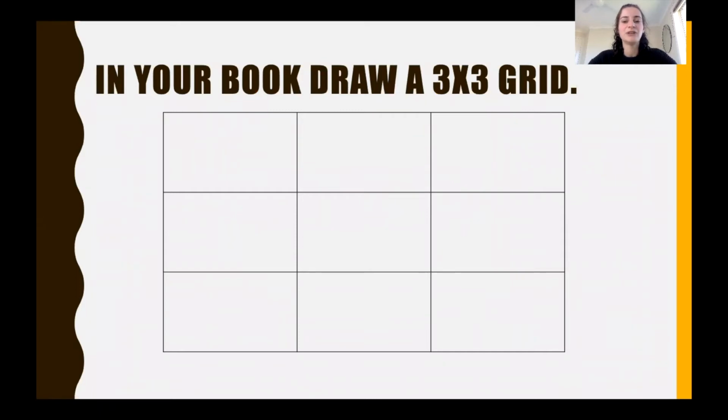First, I would like you to draw a grid in your book that is 3 squares across and 3 squares down. Pause the video here so you can draw your grid.